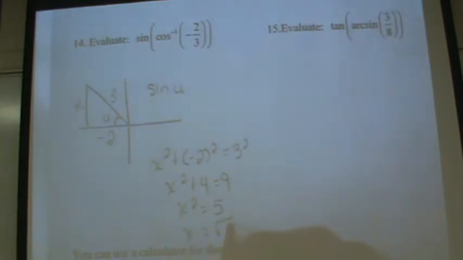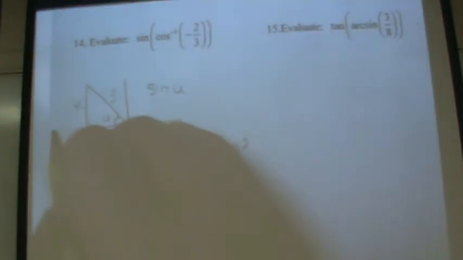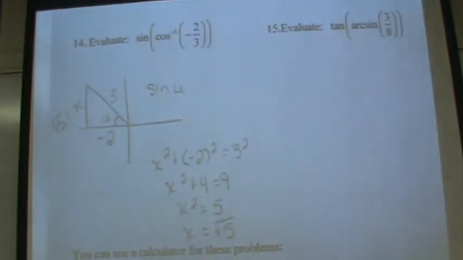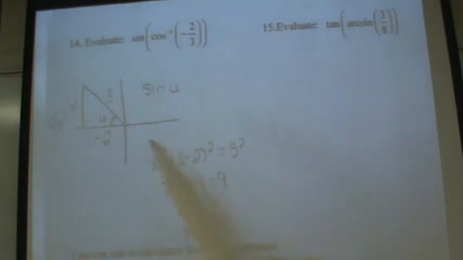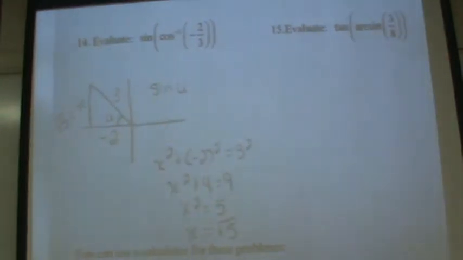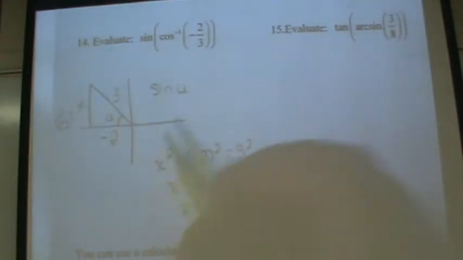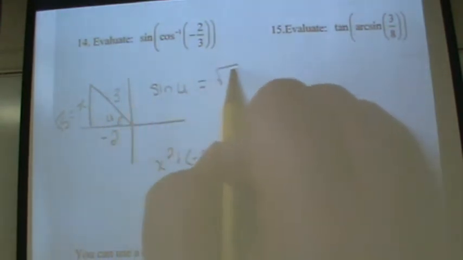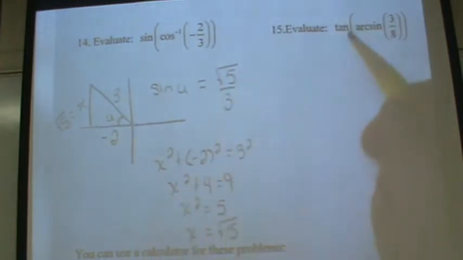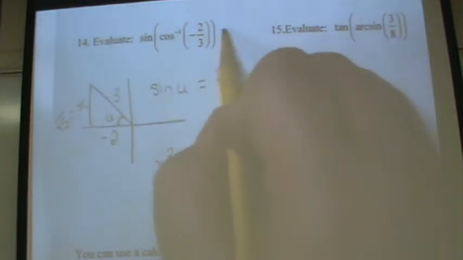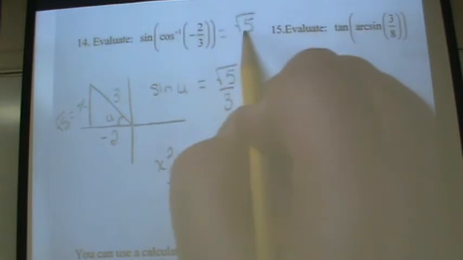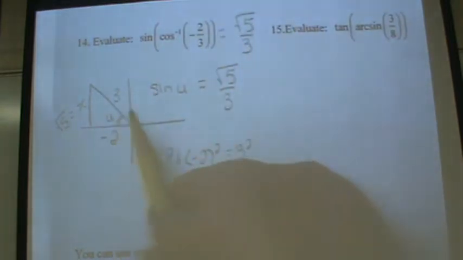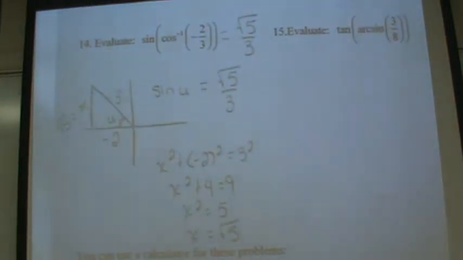And you end up getting that x equals square root of 5. So this is square root of 5. So now, can we find the sine of that angle? It's opposite over hypotenuse, or root 5 over 3. So our answer is root 5 over 3. You don't need to find that angle in order to find the sine of that angle. Does everybody understand that?